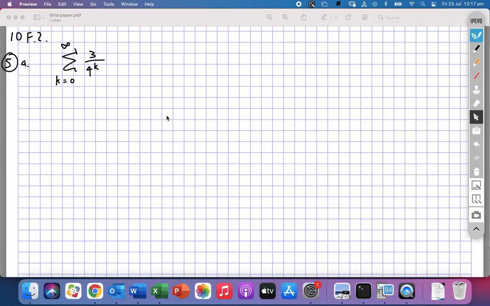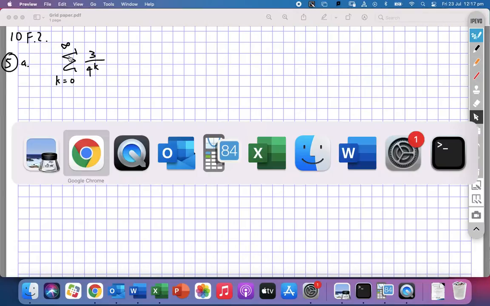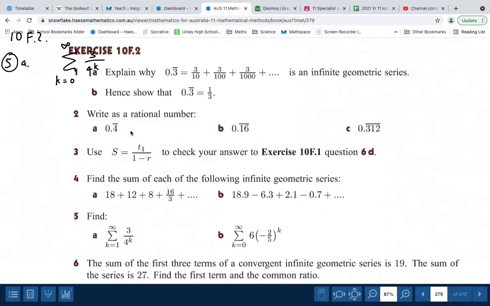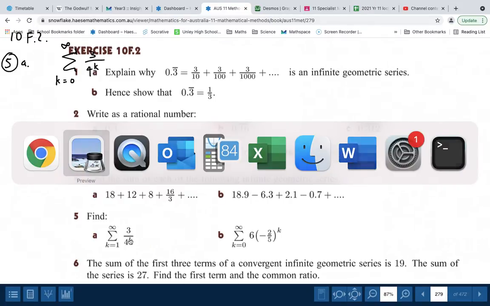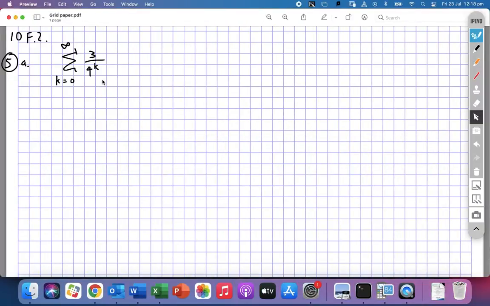I'm interested in doing this question for you, mostly because it's using summation notation. This is exercise 10F2, question 5A that I've chosen. At the end of the question, we'll check that we get the right answer using the calculator. I want to remind you that your calculator can do sums. Right, so they've given us this expression here.